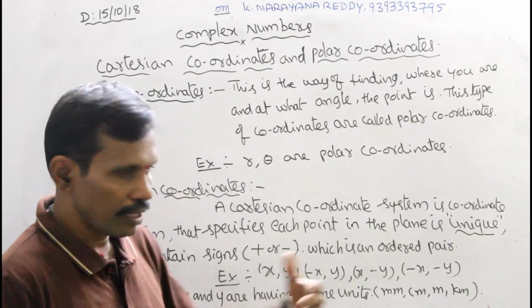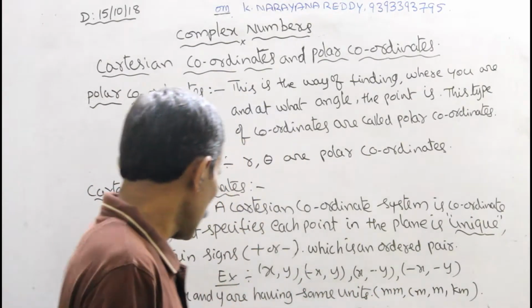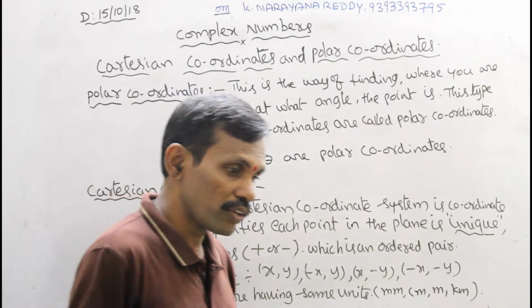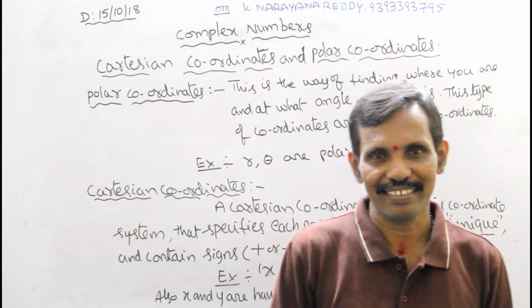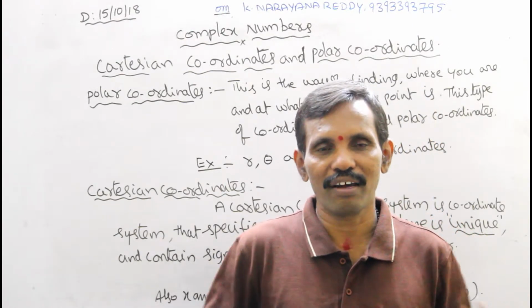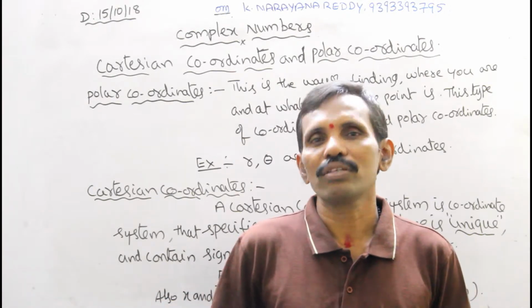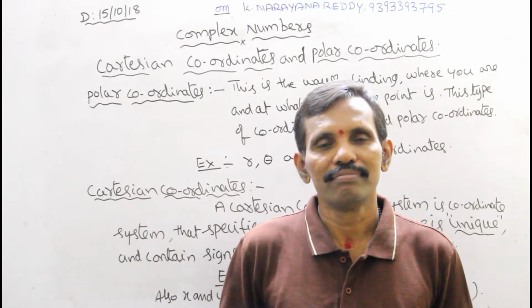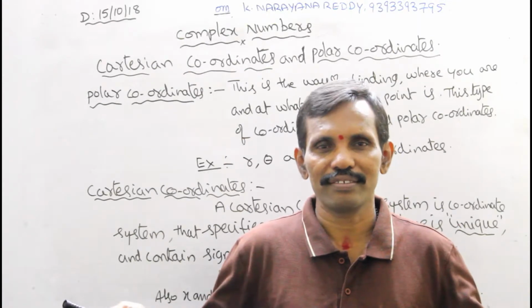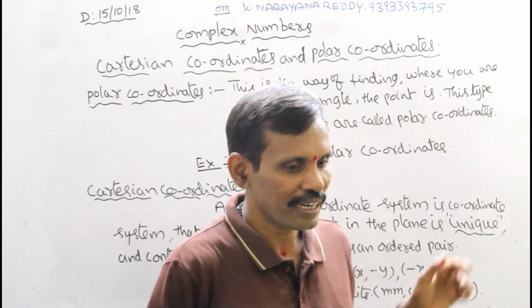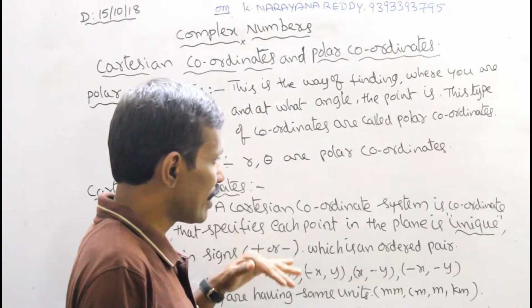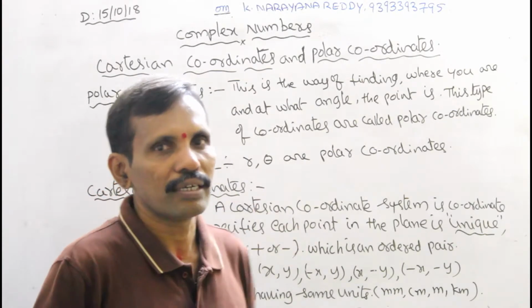Okay, I will tell clearly now. Also X and Y have the same units. What are the units? Measurements. You can use them to find length, breadth or height, using measurements like millimeter, centimeter, meter, kilometer, whatever it is. So this is some introduction about polar coordinates and Cartesian coordinates. I will tell in detail by using graphs now.